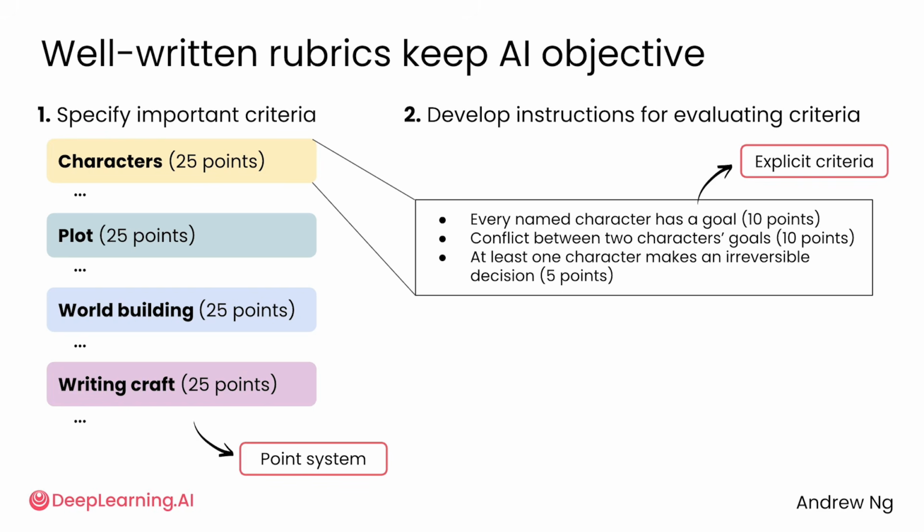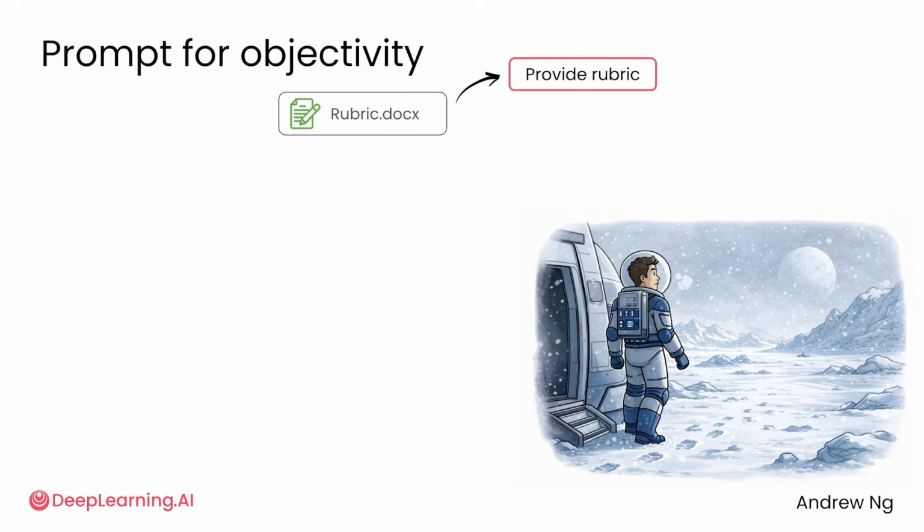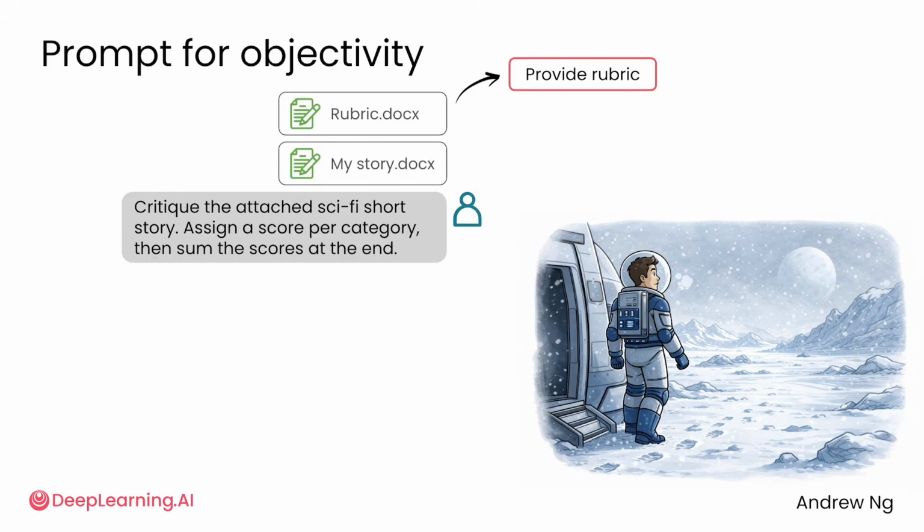And these completely objective criteria force AI to look at whatever you're giving it through an objective, well-specified standard with no ambiguity. And by the way, if you're not sure what rubric or what grading criteria to use, you can brainstorm with AI to develop that rubric, and AI is actually pretty good at this too. After you've written a rubric, you can then provide the rubric as well as the story, and in your prompt, ask the AI to be objective.